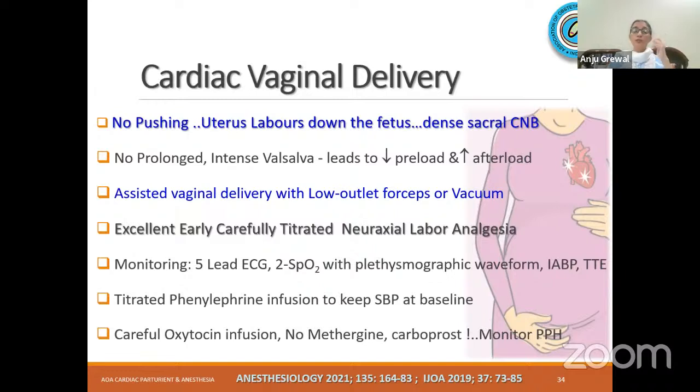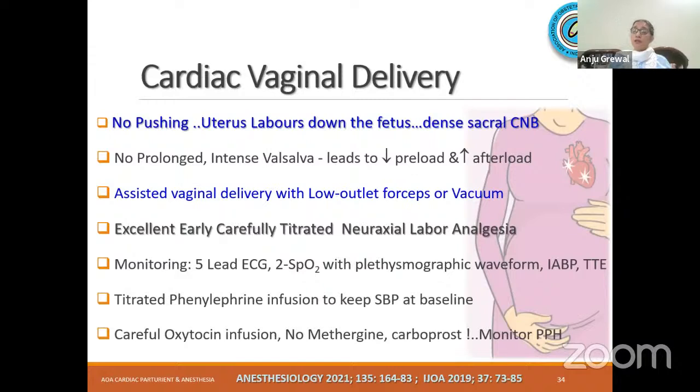And for that to happen, you need an excellent, early, carefully titrated neuraxial labor analgesia, meaning thereby it's placed early, placed safely, it is working, and you are using small aliquots to build it up. And then, of course, you can have any of the techniques to maintain it, say a continuous labor epidural infusion technique, a PIEB, or an intermittent dosing occurring. But what you need to ensure is a dense sacral block coming up there, and you need to monitor your mother, because we want to keep the systolic blood pressures at baseline, and we do not want to drop even to 10%.